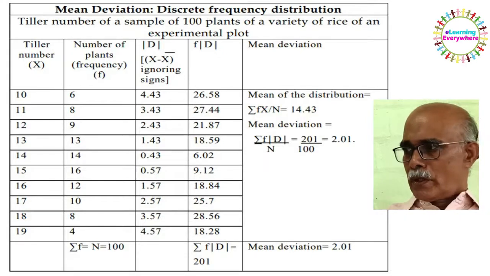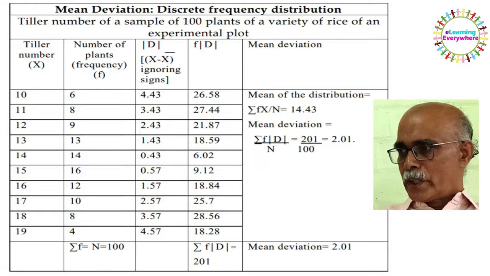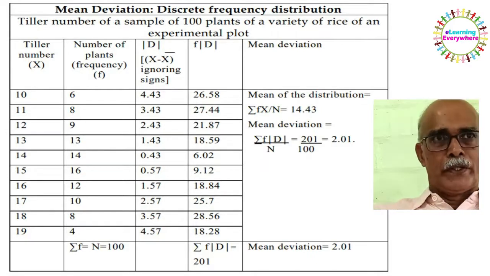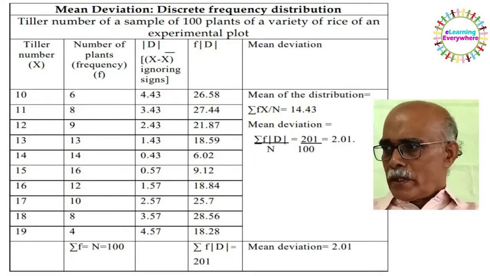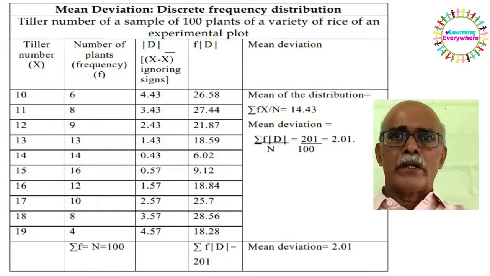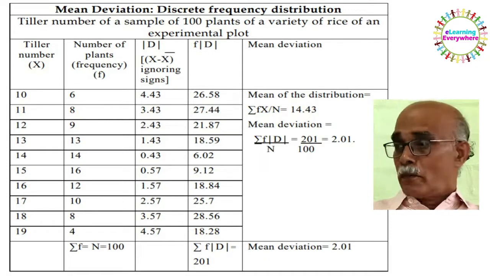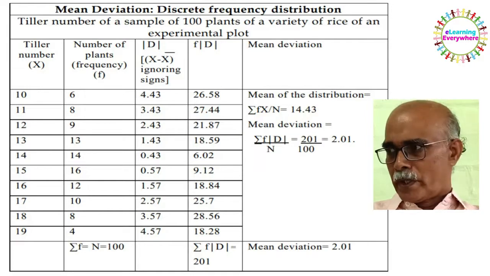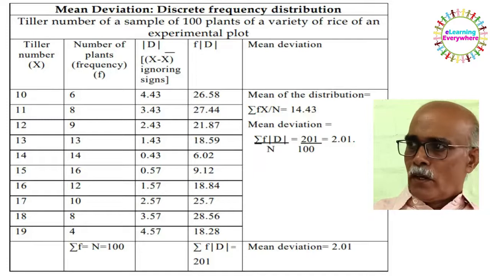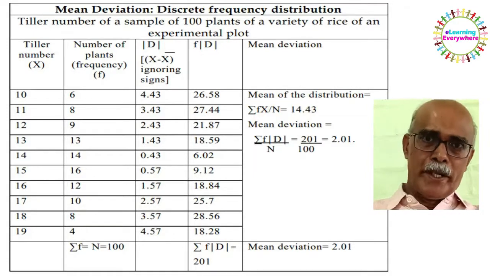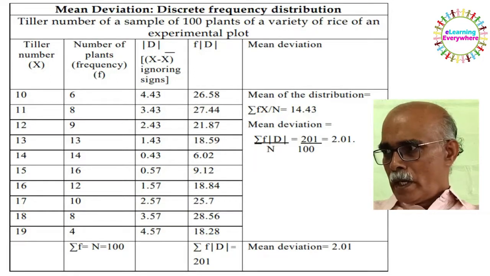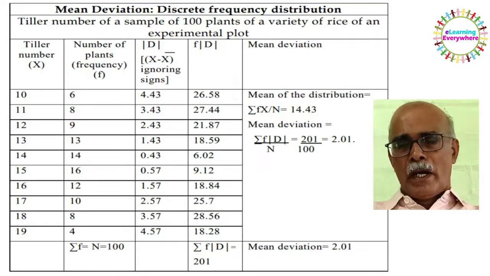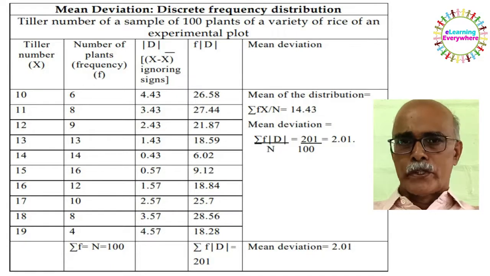And the next step is totaling them to find out sigma FD. Sigma FD is calculated to find out the total. And in this present experiment, sigma FD is 201. So the formula here is, since it is a discrete frequency distribution, and since you have calculated sigma FD, the formula of mean deviation is sigma FD by N. Sigma FD is 201. So, 201 divided by N, N is 100. And the value of mean deviation is 2.011.